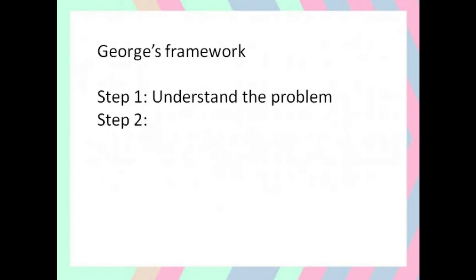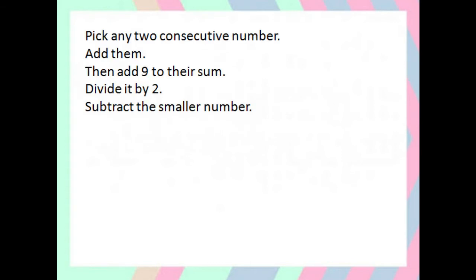Let's move on to step 2, devise a plan. Now that we have observed the samples, we are ready to form a plan on how to picture the problem itself. The strategy that we'll implement is using a variable to model the problem. From picking two consecutive numbers, the smaller one will be represented as x, and the number next to it, the bigger, will be x plus 1.